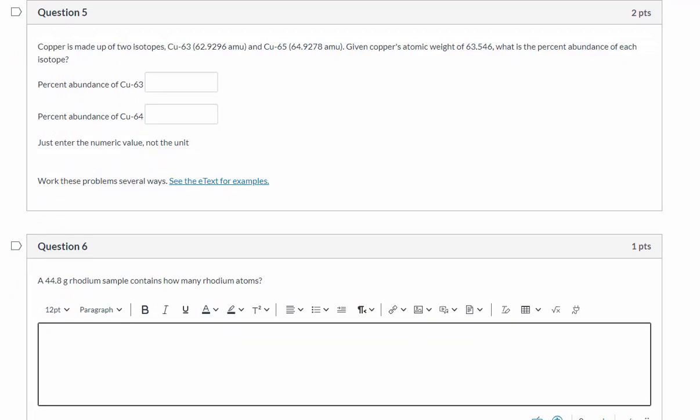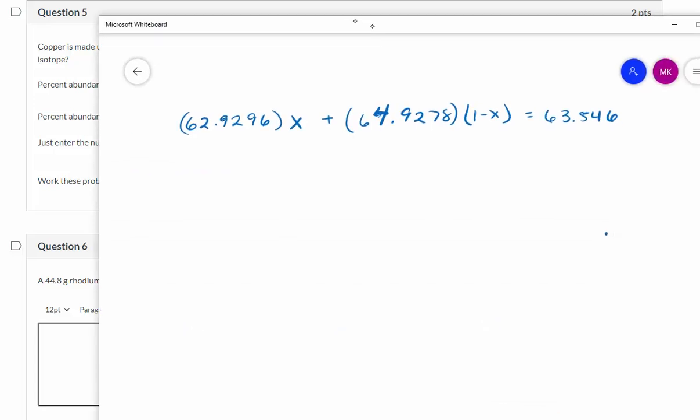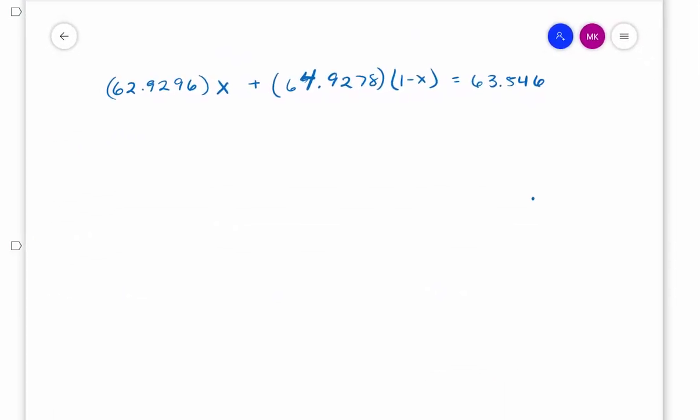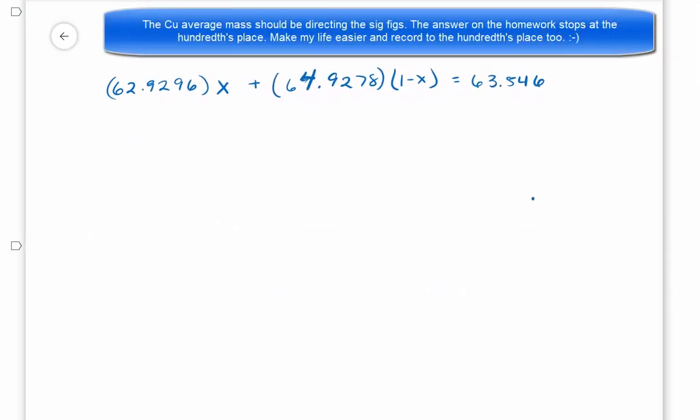Number 5, copper is made from 2 isotopes given to you here. Given copper's atomic weight, what is the percent abundance of each isotope? Well, I have it written out here, and it might be sloppy, but at least it's written out. So the abundance of one of our isotopes is going to be X, and the other one is going to be 1 minus X, because when we add them together, we should get 100% abundance. So now we just work a little bit of algebra.